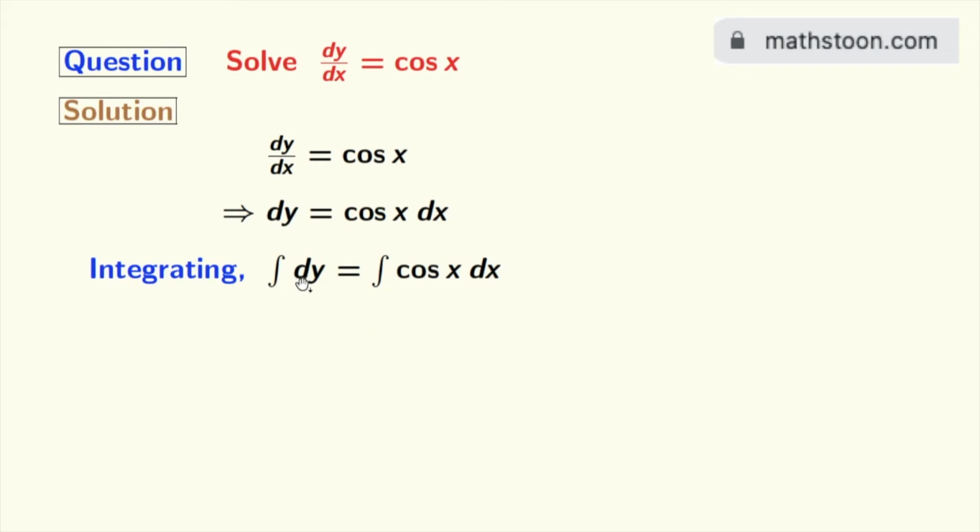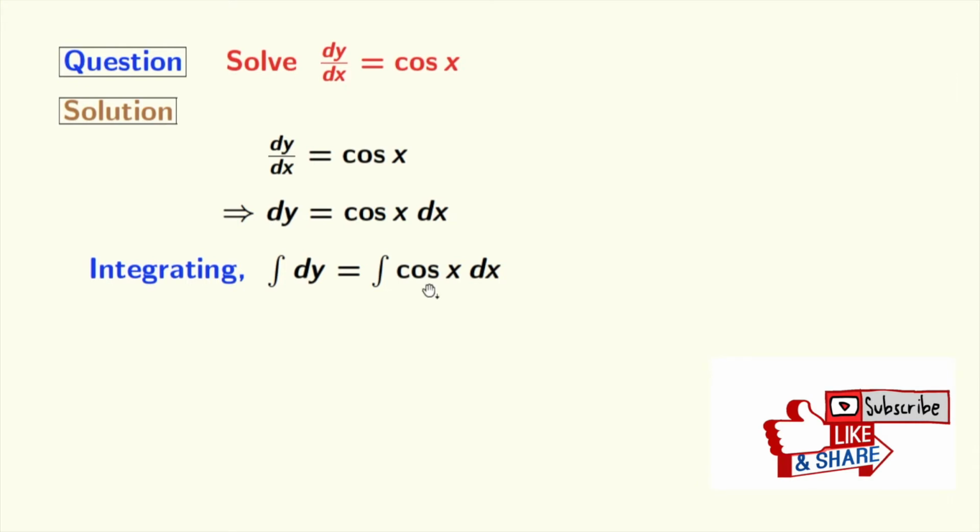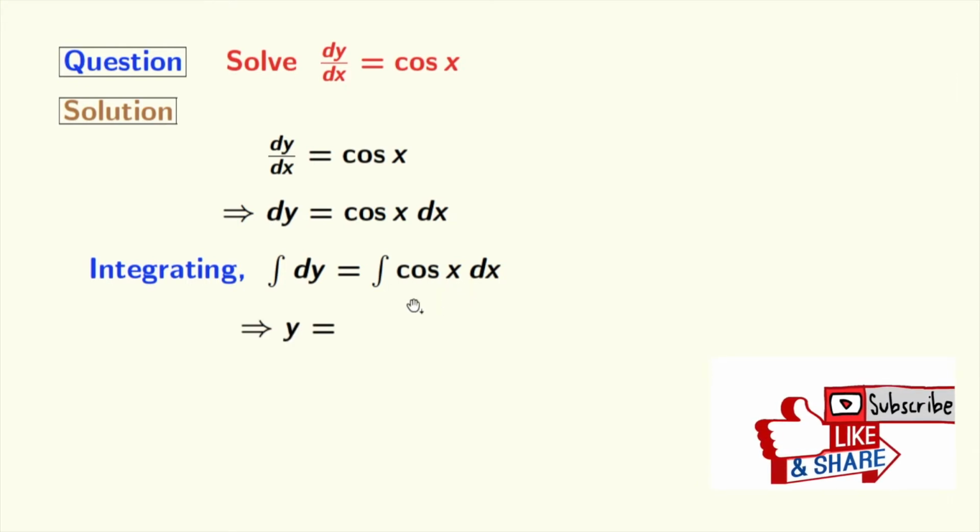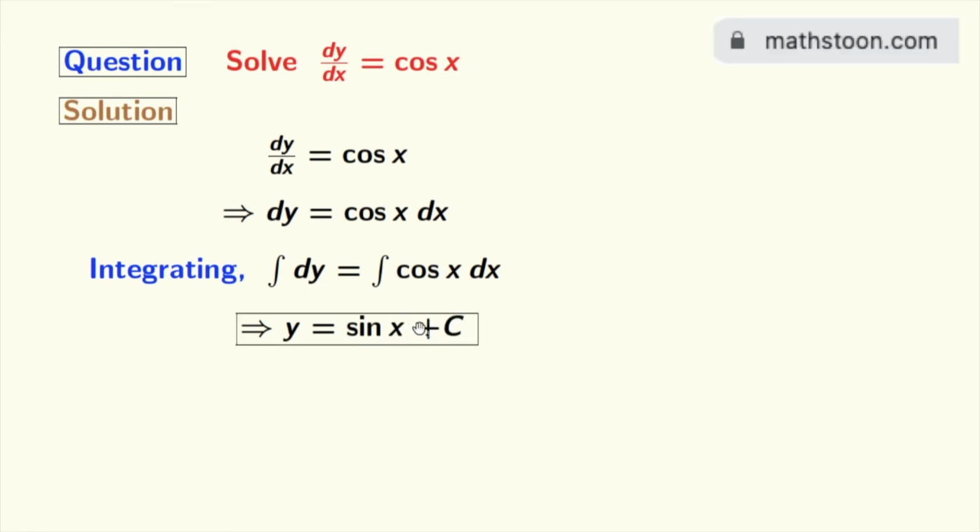As the integration of dy is equal to y and the integration of cos x dx is equal to sin x, we get y = sin x + c. Here c is an integration constant. And this is our final answer.